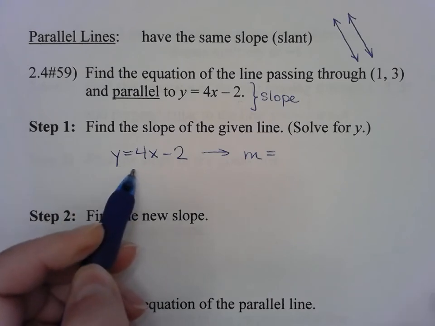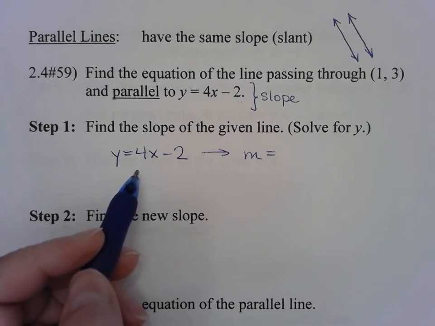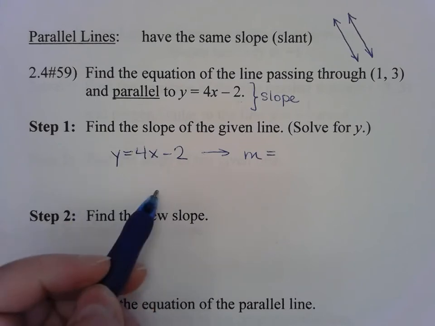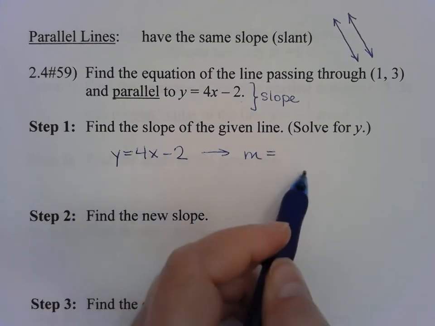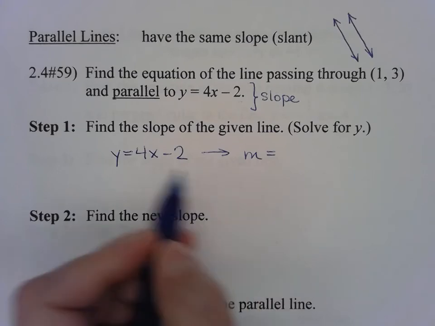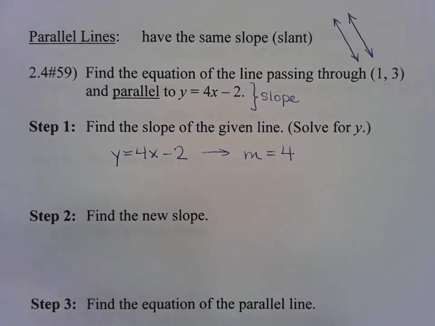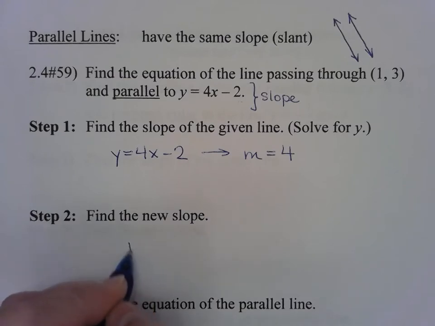This one's already in mx plus b format. And for intermediate algebra, I kind of like to stick with that. I'm going to give it to you in mx plus b format. But when you go on to other courses, you're not necessarily going to be that lucky. So you may have to put it into mx plus b format, and that would give you the slope. So here our m would be 4. That's our slope. Okay, and now we want to find the new slope. We're looking for a new line that's parallel.